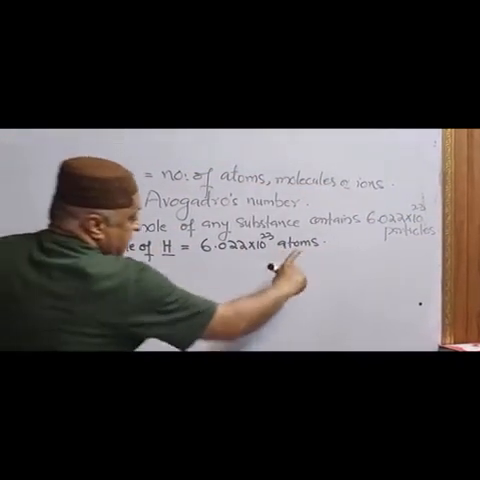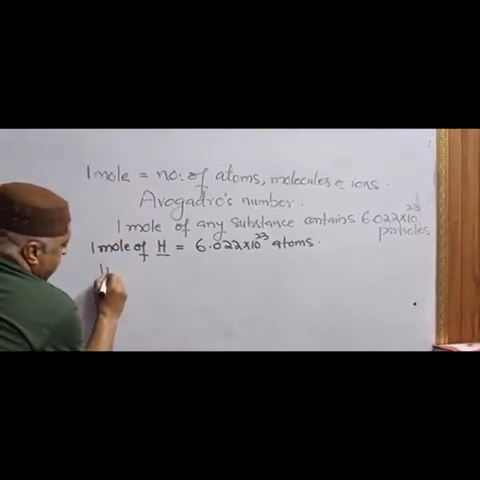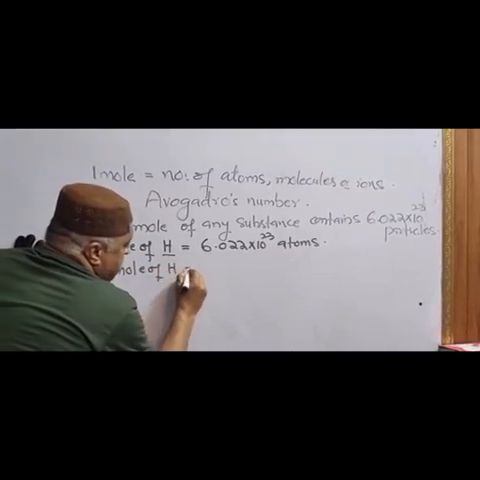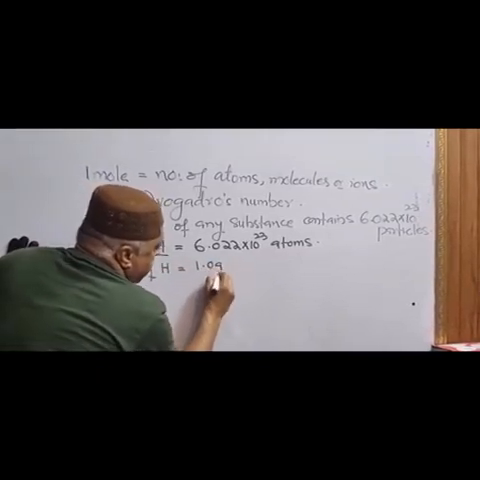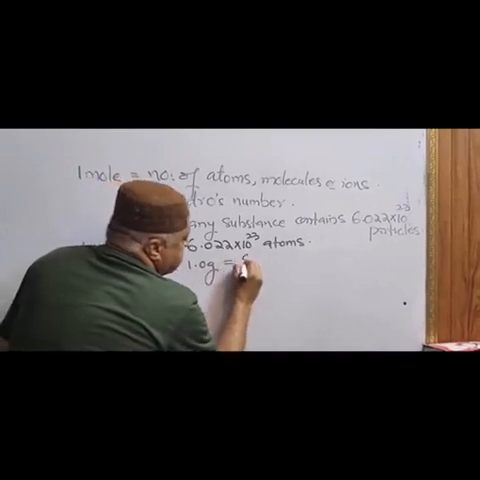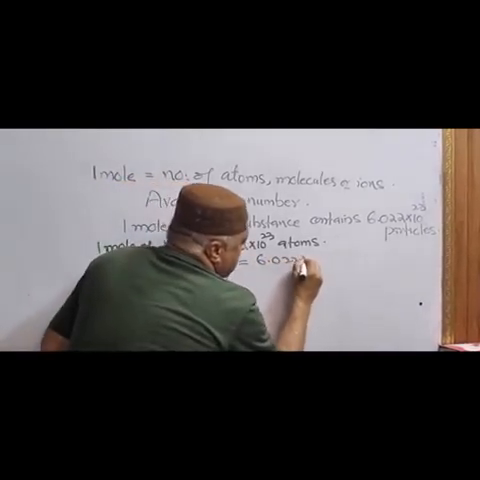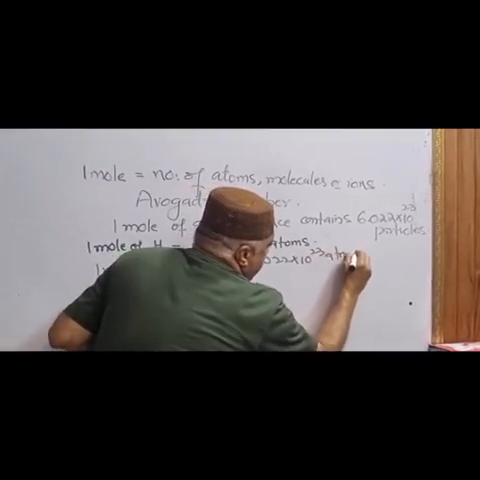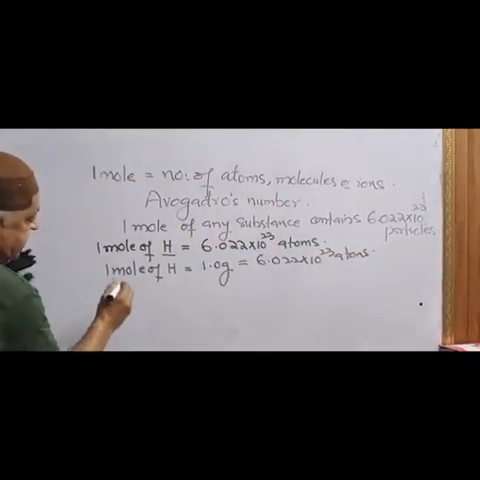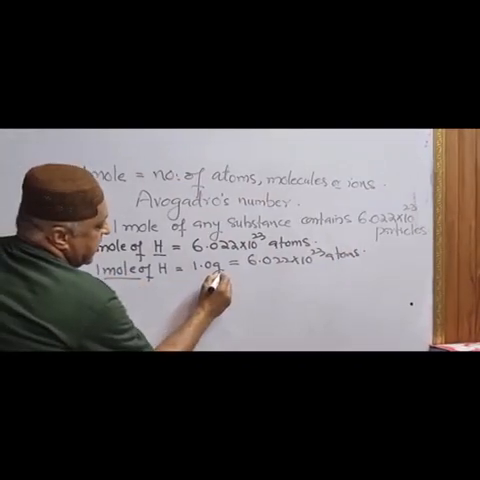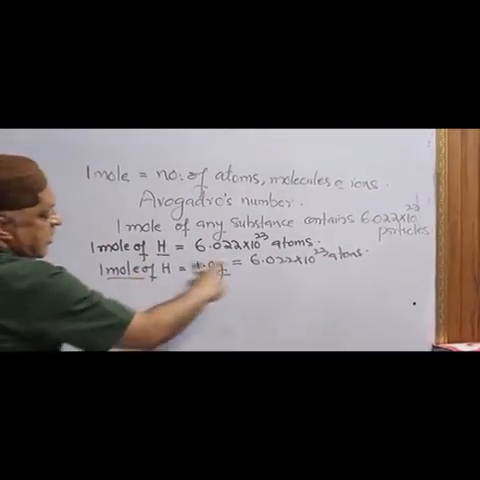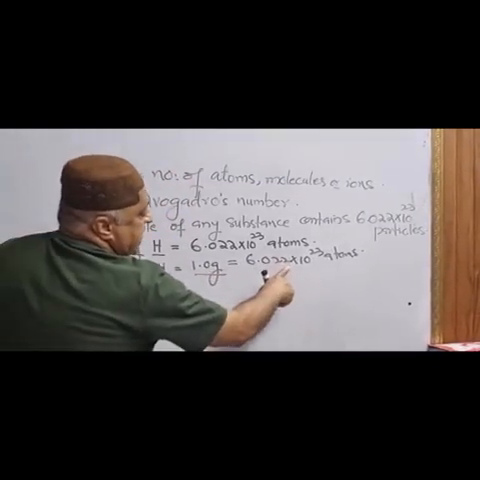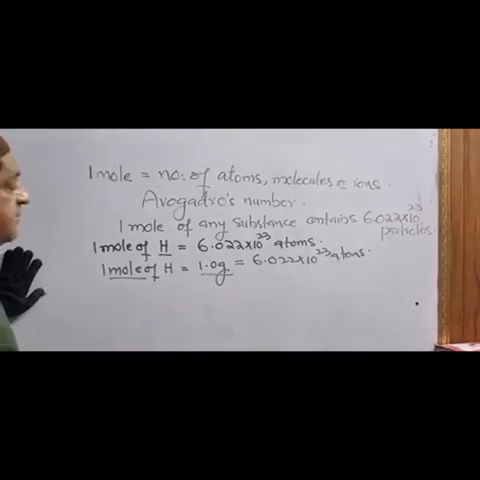We can also now write 1 mole of hydrogen, which is equal to 1 gram, contains 6.022 into 10 raised to power 23 atoms. Means both relationships: 1 mole, in grams 1 gram. 1 mole contains this much atoms. 1 gram of hydrogen also contains this much atoms.